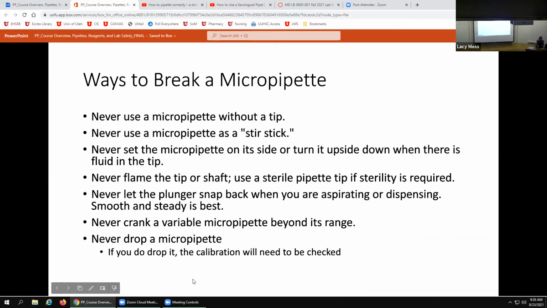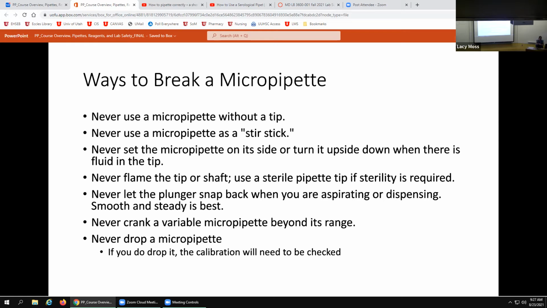All right, so these are ways to break a micropipette, i.e. don't do them. Pipettes cost about $300 each, so don't break them. Number 1, never use a pipette without a tip, because then all the liquid would go up into the pipette. They don't like that. Never use it as a stir stick. It's not a stir stick. It's a very highly calibrated piece of equipment.